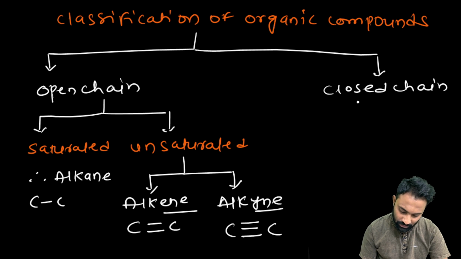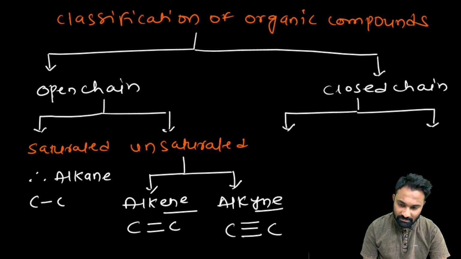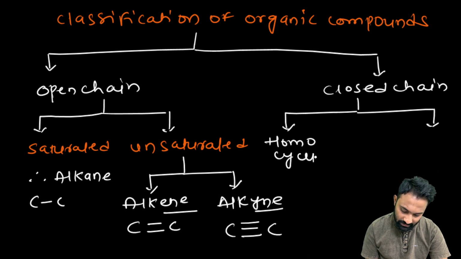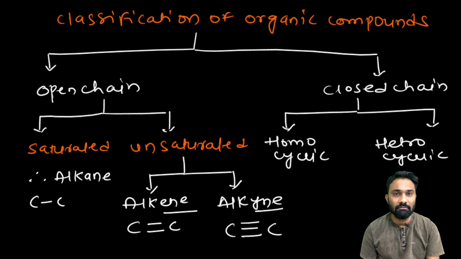Done. Next comes the closed chain. The closed chain is again classified into two types. One is homocyclic and the next one is heterocyclic. Now we'll see what is homocyclic and what is heterocyclic.